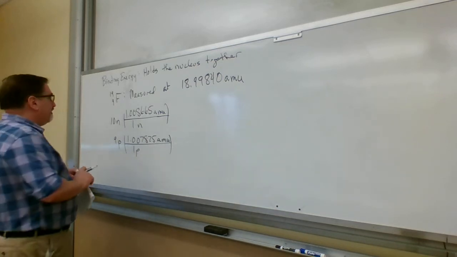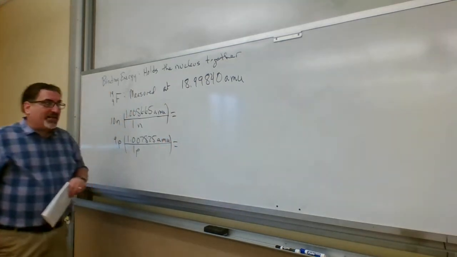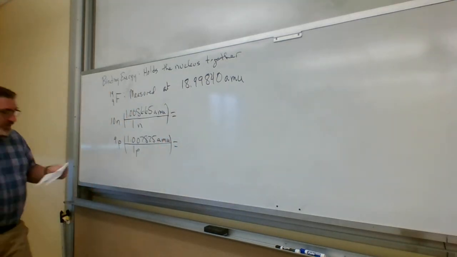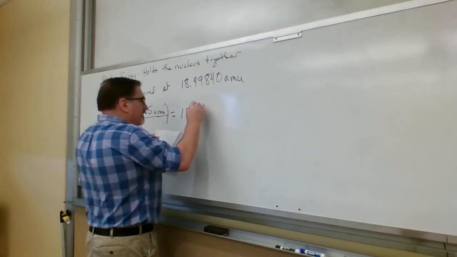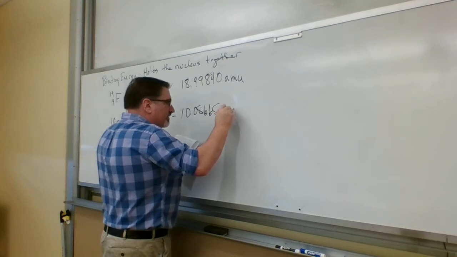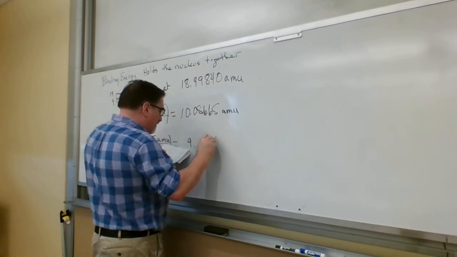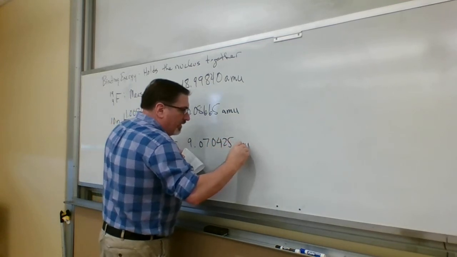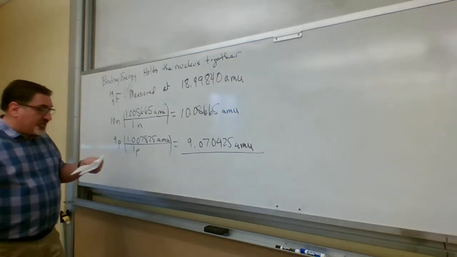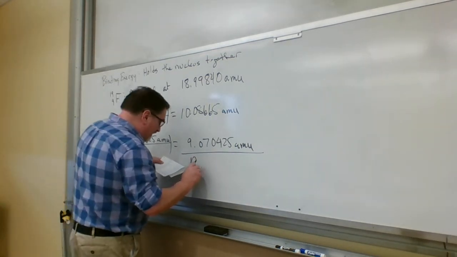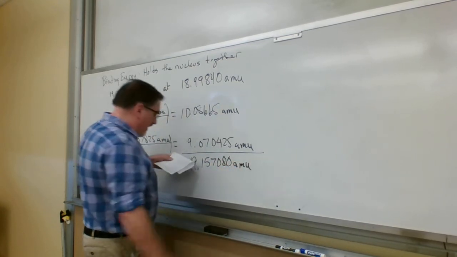So we just call it that for simplification of calculating stuff in UChem 1. So the true mass of these we should be able to calculate because 10 neutrons go in and 9 protons go in. So 10 neutrons has a mass of 10.08665 AMUs, and 9 protons has a mass of 9.070425 AMUs. So the mass of fluorine-19 should be 19.157080 AMUs.